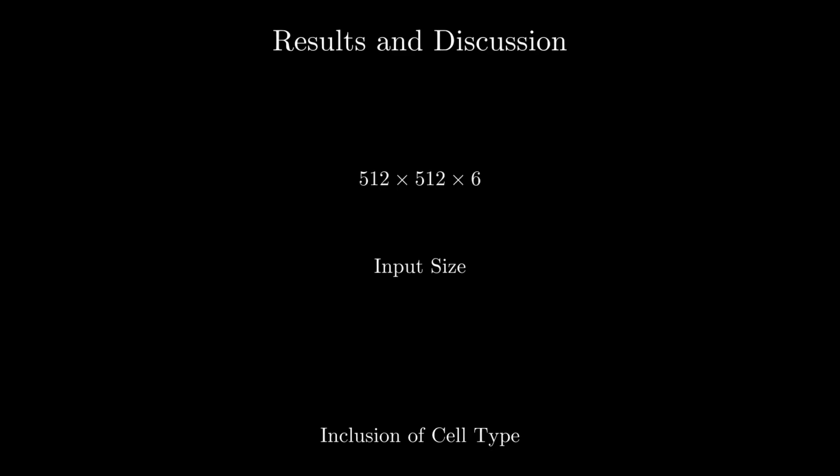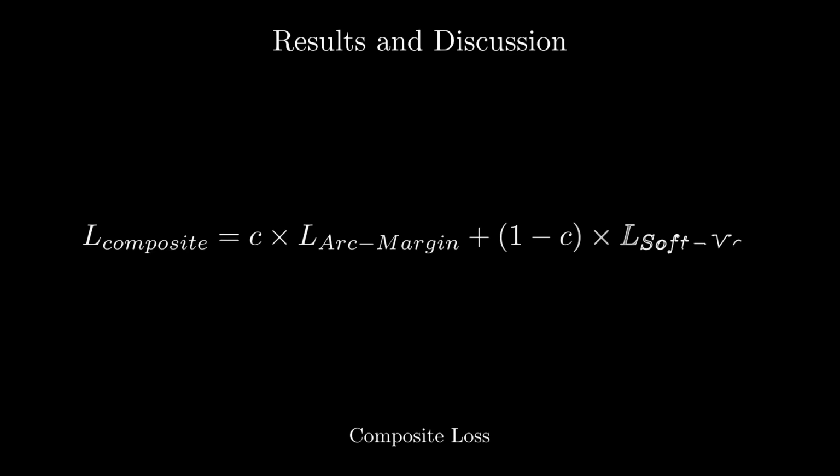It is observed that the inclusion of cell type is important for a better prediction. The shape of the input is 512 cross 512 cross 6, which changes to 2208 cross 1 cross 1 after convolution. There are 4 cell types and the information about the cell type is captured by a one-hot vector of dimension 4. It is observed that though the arc margin loss is discriminative, it produces an unstable training regime. Therefore, a linear combination of arc margin and softmax is used.